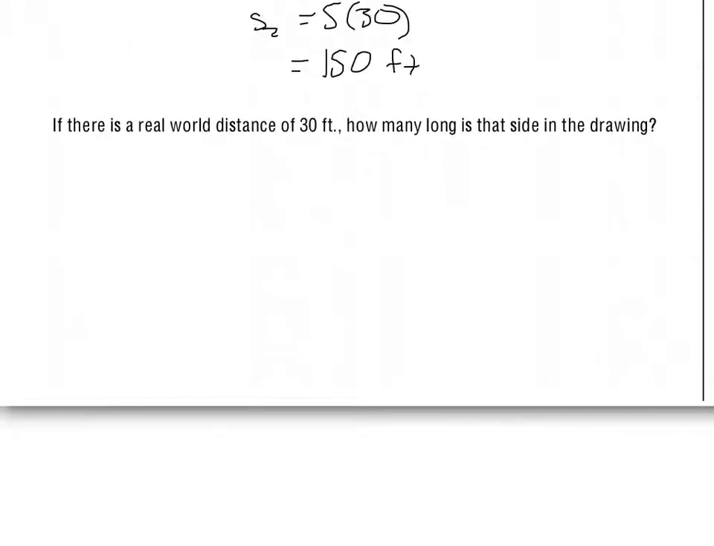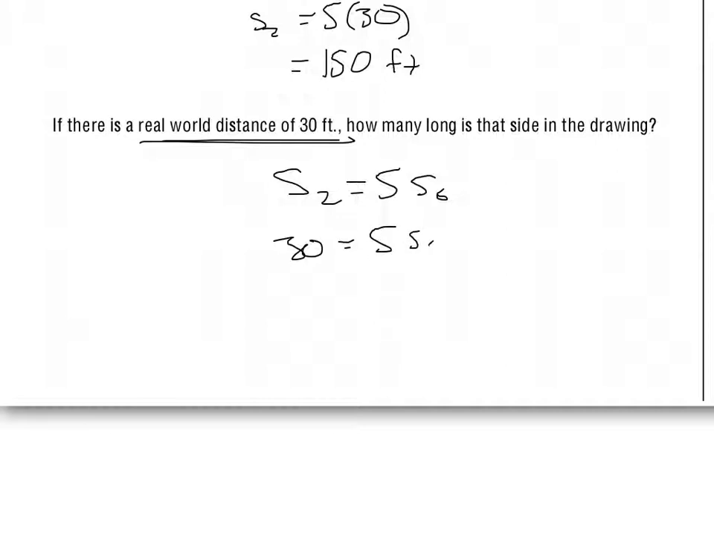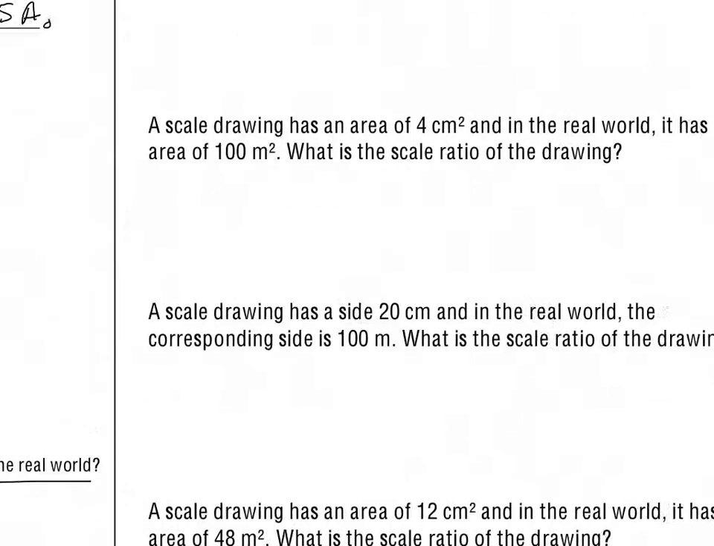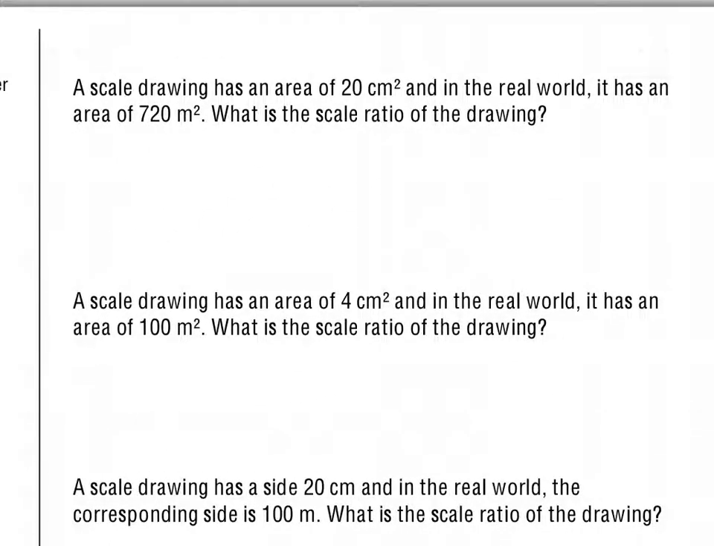The real world distance is 30 feet, so again, S2 is equal to 5 S0. The real world distance is 30, so this is going in over here. 5 times S0, divided by 5, divided by 5. And that should give me that S0 is equal to 6. And we're talking about the drawing, so we're talking about inches. Alright, go ahead and make sure that you've jumped through all these.